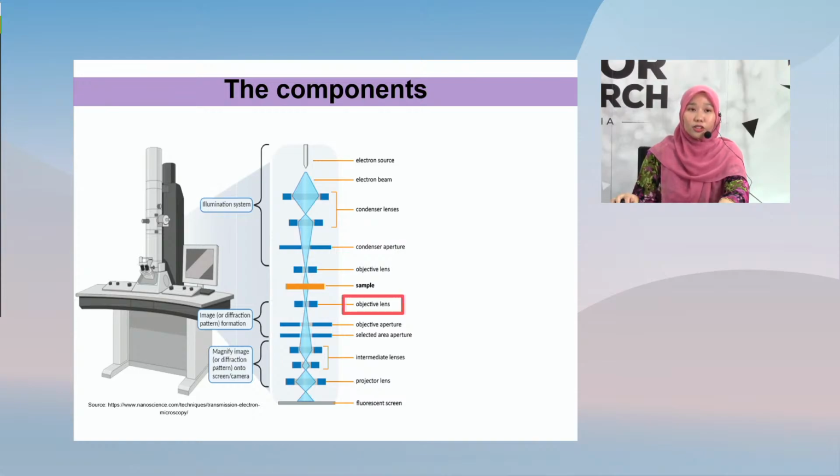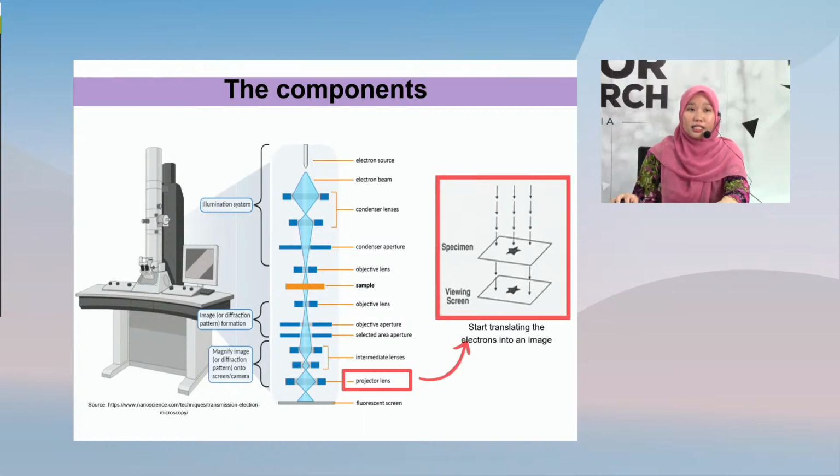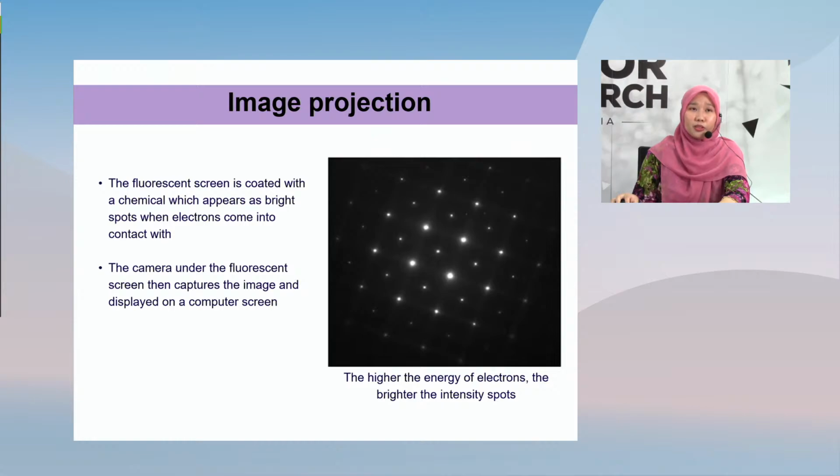And then it will go to the objective lens, and once again it loses energy. In the objective lens it will magnify the image more before it's transferred to the projector lens, then the fluorescent screen. And this is where we start translating the electron into an image.